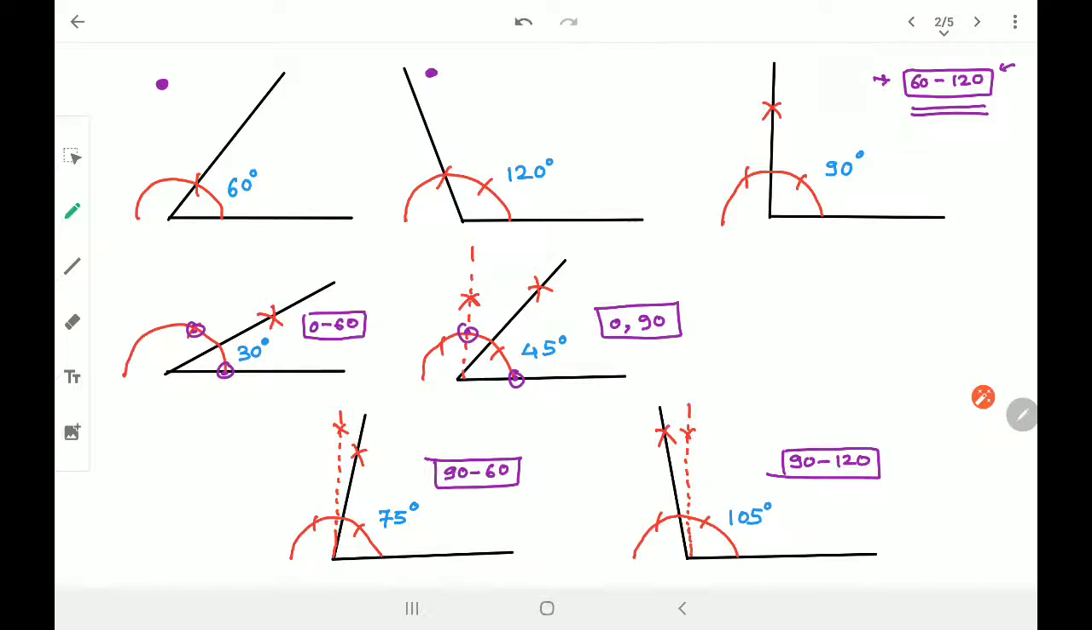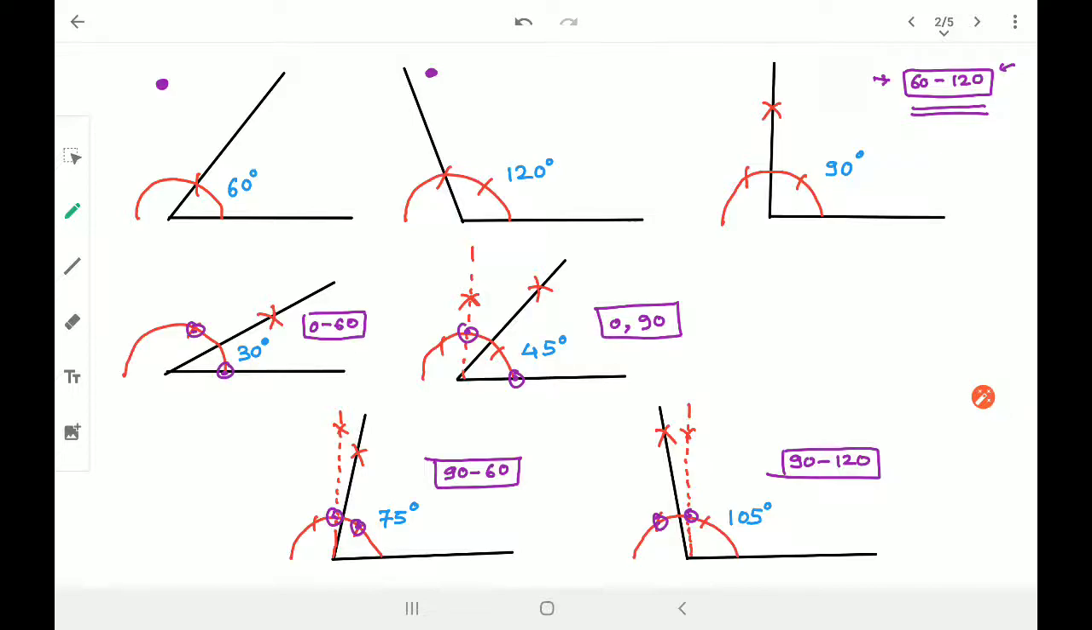Construction lines with dotted line are compulsory. Similarly, if I want 75, I will bisect 60 and 90. And if I want 105, I will bisect 90 and 120. So this is the way I can easily construct all these angles in one go.